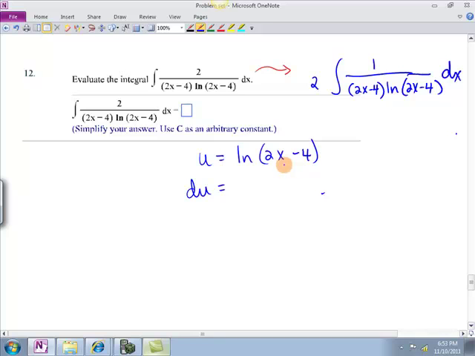Okay, so it's u prime over u. So would it be 1 over 2x minus 4 times, well, the 2 would be, I guess, up here, and you'd have dx. So, what have we matched?